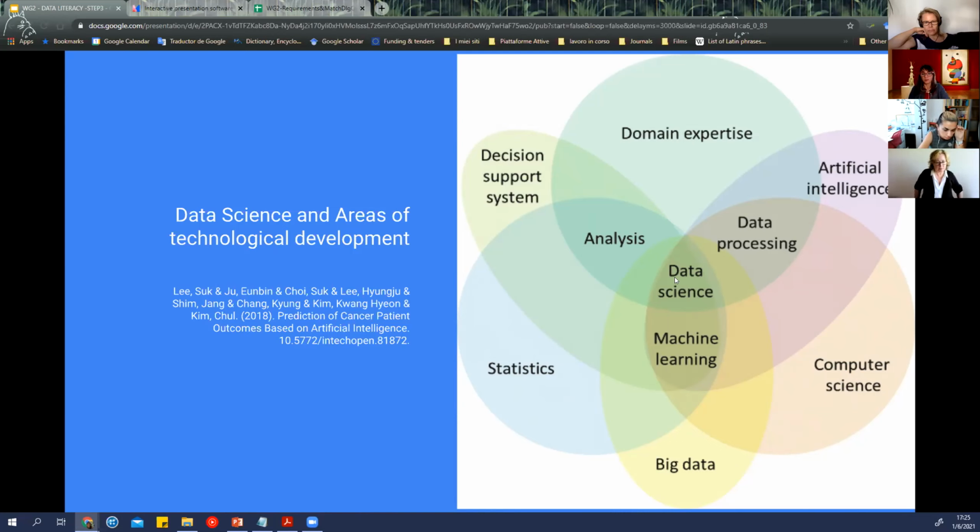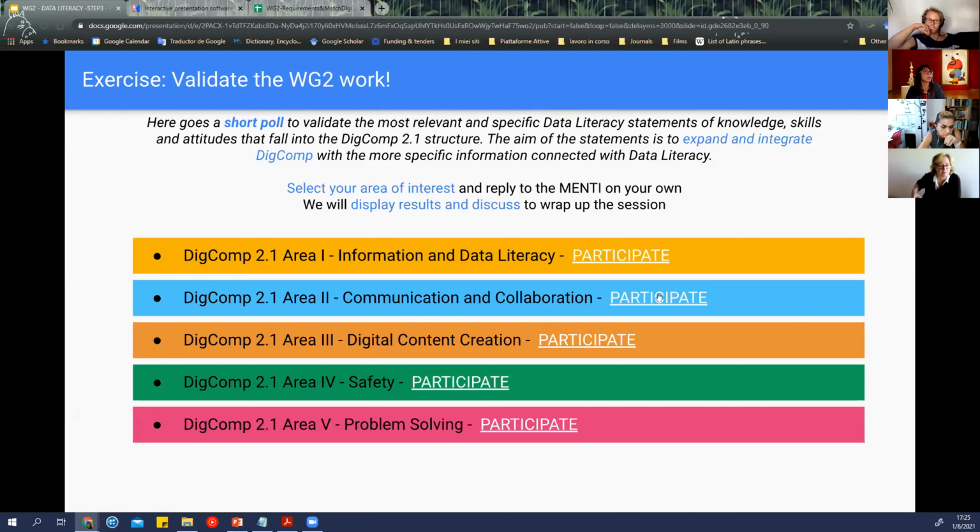So as you can see, there are several overlaps, and we decided to contribute to the other groups and focus on the very specific areas of data literacy in the group. And here, since I shared the presentation, you can have access to the Mentimeter.